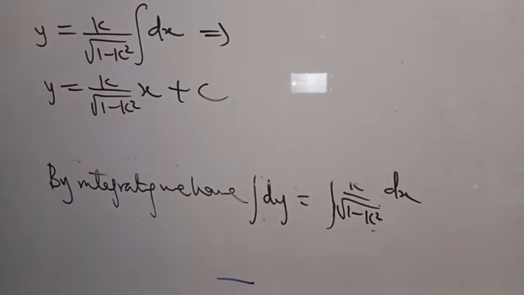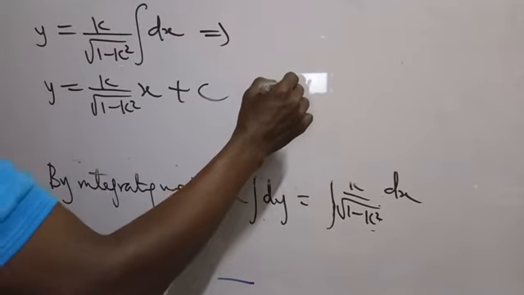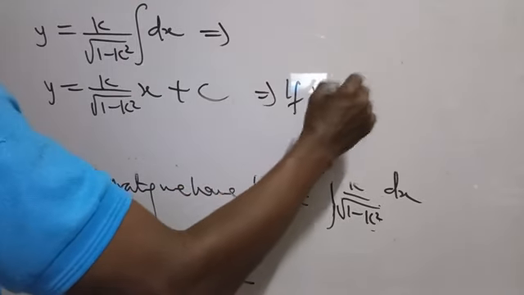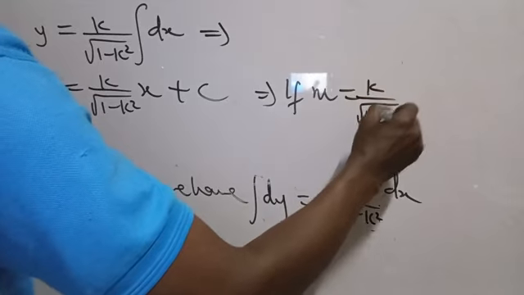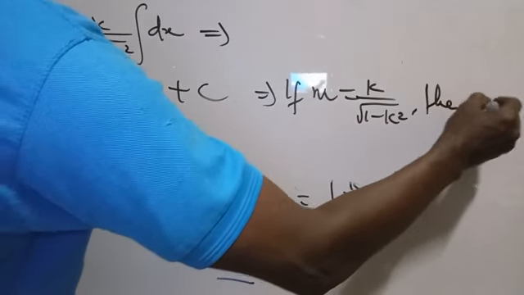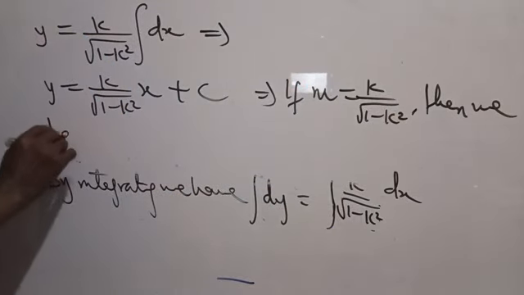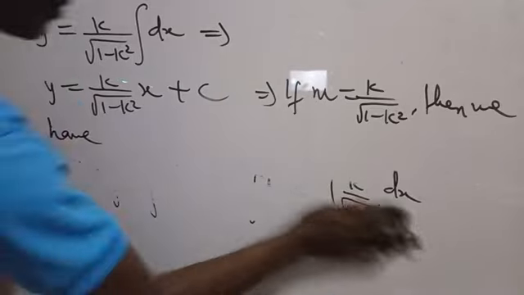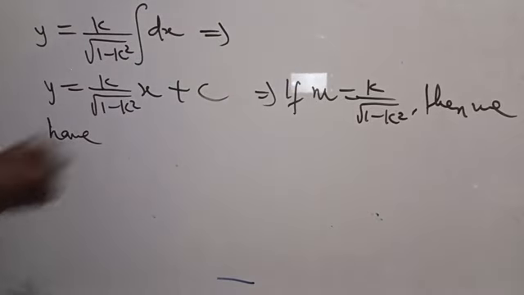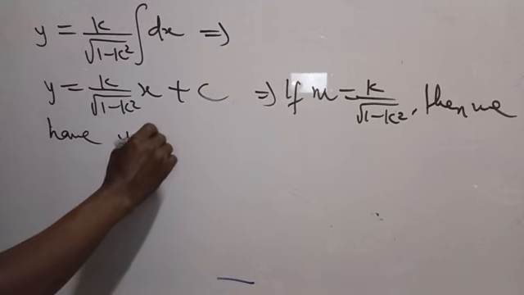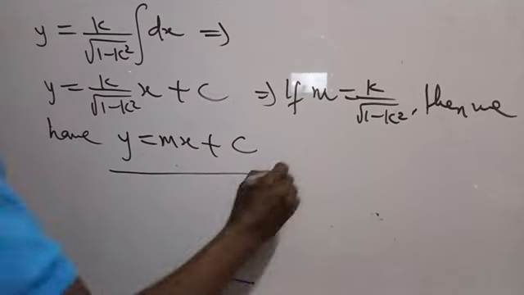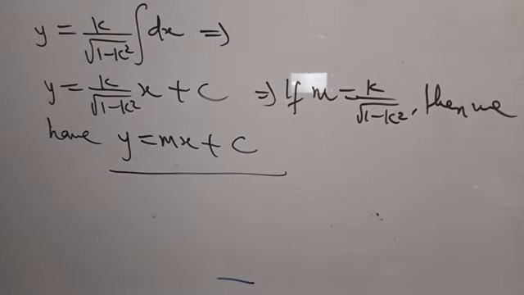So if you look at this critically, you see that it looks like the equation of a straight line. Okay, that means if m is equal to k all over the square root of 1 minus k squared, then we have what? y is equal to mx plus c, which is our desired answer. So that means the equation joining the shortest distance between 2 points is a straight line, because this is a general equation of a straight line.